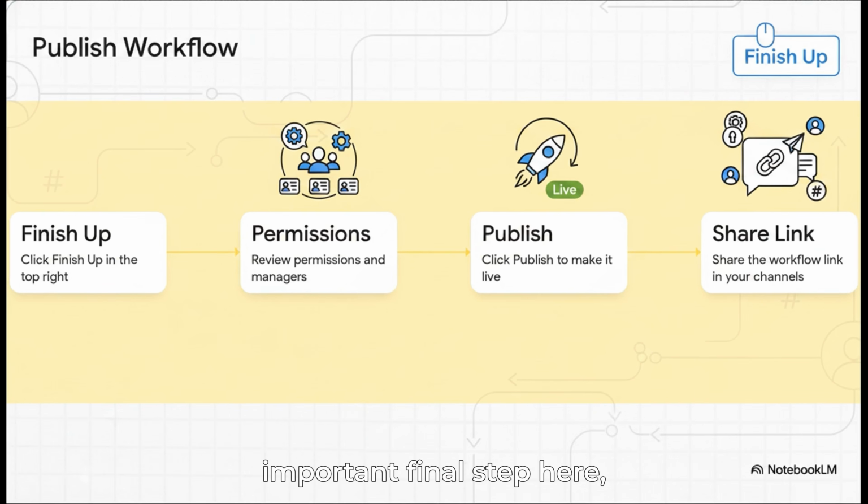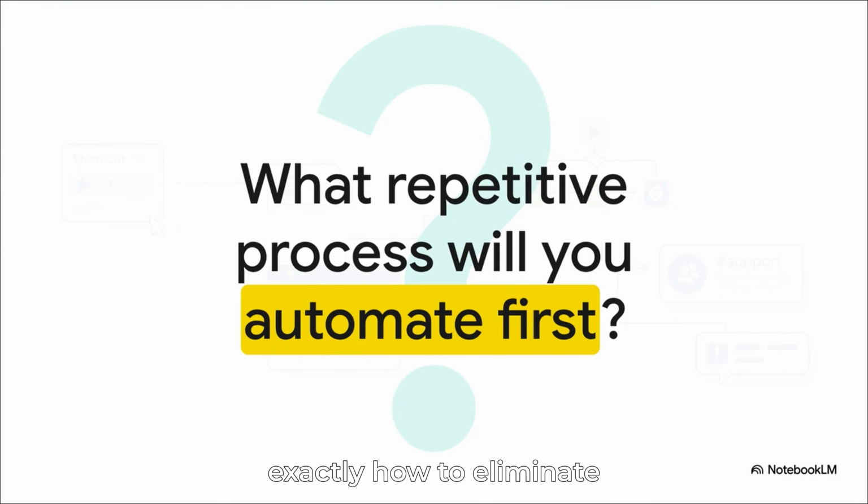But the most important final step here, make sure you share that generated workflow link right in your team channels, or definitely pin it to your channel bookmarks so your team can start using that shiny new intake form right away. So we've seen exactly how to eliminate that dreaded Slack black hole, standardize your support tickets, and execute a totally flawless on-call handoff, all without writing a single script. The tools are literally already sitting right there in your workspace, just waiting for you to use them.